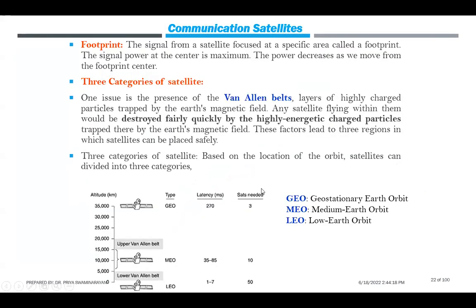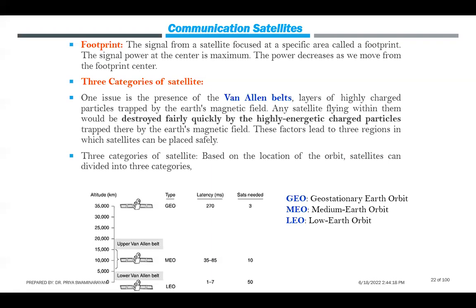Now next, footprint. Footprint means what? Footprint is nothing but the satellite signals, which come from the satellite, are always focused on some specific area on the Earth. And that specific area is known as a footprint.